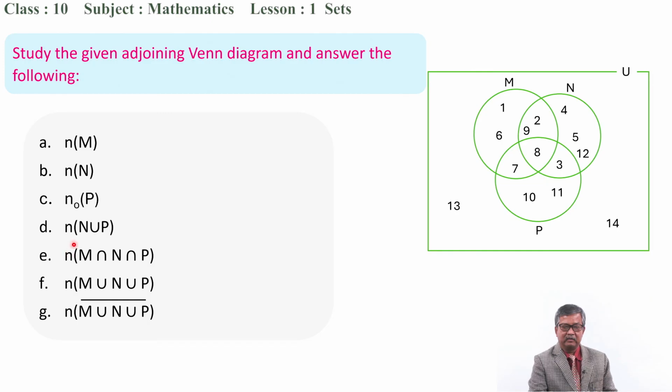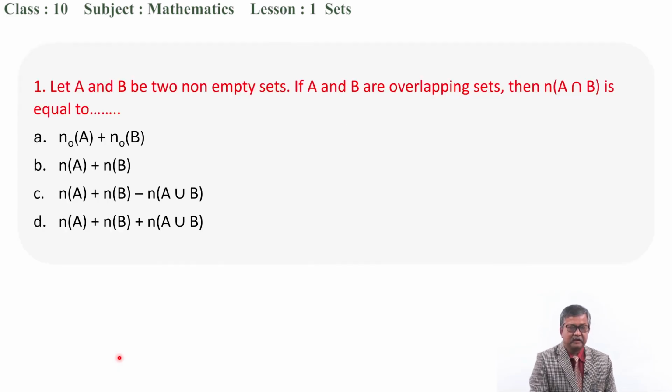Similarly, N union P, that means what? Union. Whose union? Set N and set P. Set N means this and set P means this. So in these two sets, how many elements? Look: 1, 2, 3, 4, 5, 6, 7, 8, 9, 10. In this way we have to count. Can we solve the remaining part? Please do this remaining part yourself.